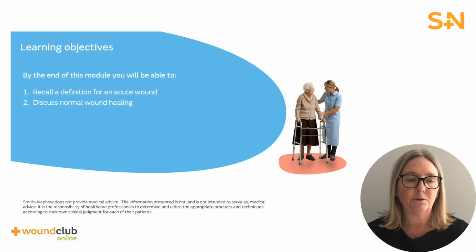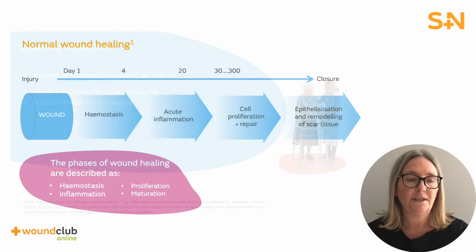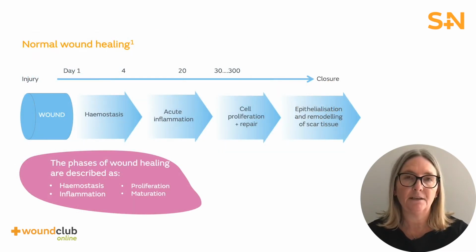By the end of the module you will be able to define an acute wound and discuss normal wound healing. Wound healing represents a dynamic, highly organised series of events. The process starts with hemostasis, progresses through a destructive inflammatory phase, and then a restorative proliferative phase. It finishes with remodelling of the wound area.